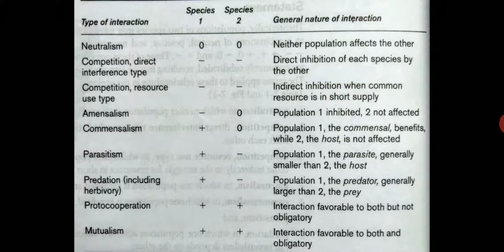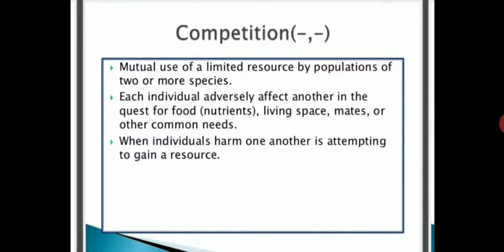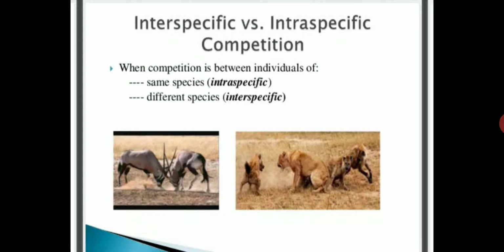In this slide, we can see different types of interactions are given. Let's see them one by one. First, the negative interactions. These include mainly competition. Competition is the interaction between two organisms striving for the same resource. It adversely affects the growth and survival of the organisms. It can be interspecific competition or intraspecific competition.